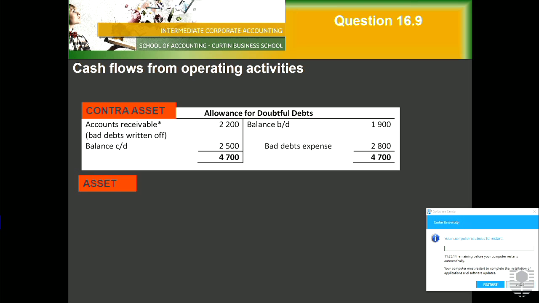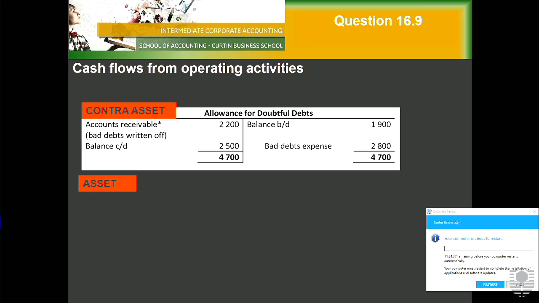We have a bad debt expense that has come from the profit and loss. If you have a look at your P&L, you'll see under your expenses you've got 2,800 there, bad debts expense. Remember, if you have a provision or an allowance for your doubtful debts, all your bad debts get written off against that allowance. That's the whole point of it. Pop that in there. Which side is the biggest total? That's on our credit side, adds up to 4,700. So your 2,800 add your 1,900 gives you 4,700.